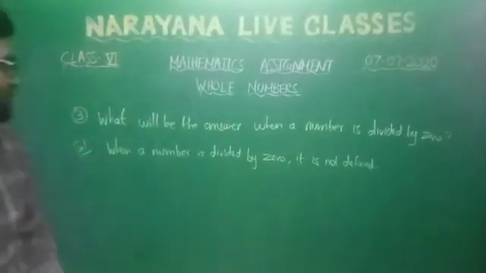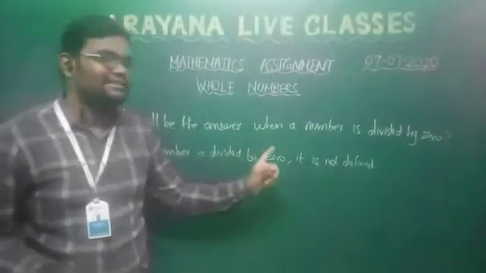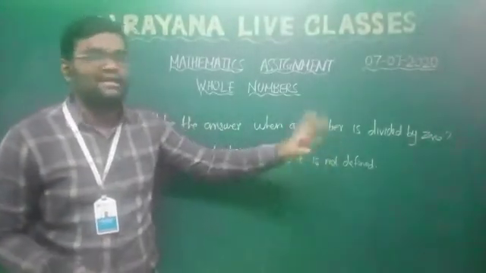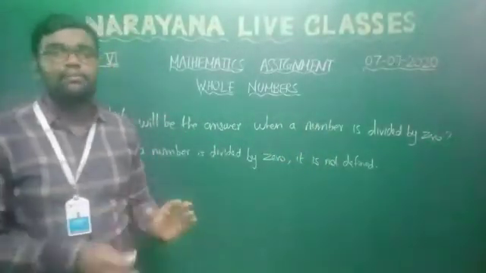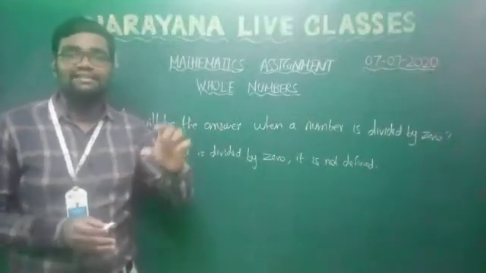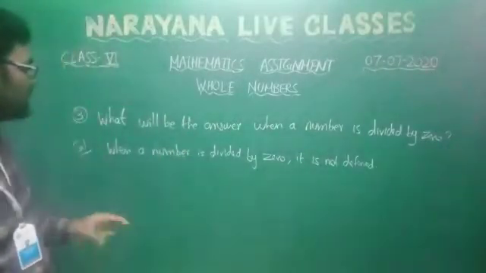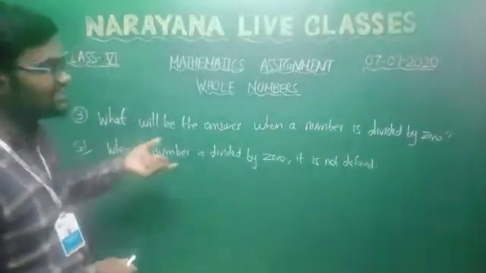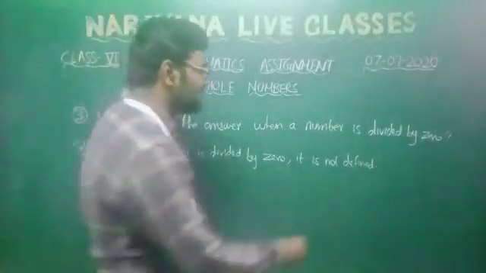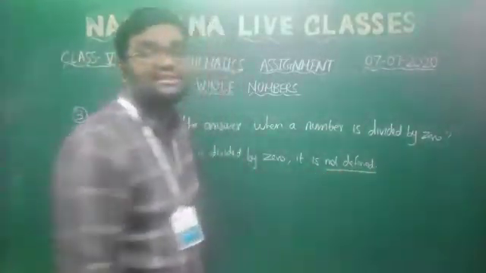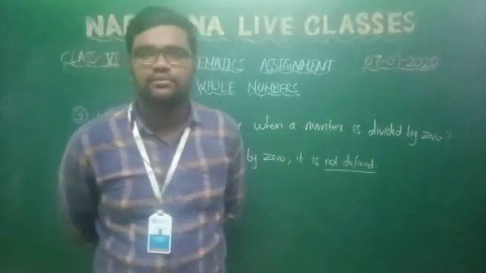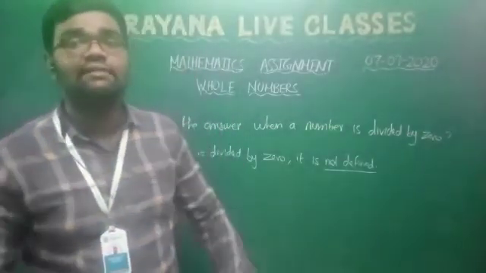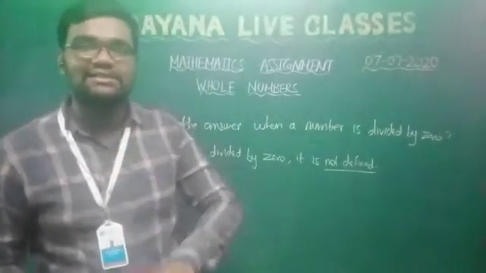Now we will discuss the next problem, students. What will be the answer when a number is divided by 0? Very important. Divided by 0 means the denominator, the divisor, is 0. When a number is divided by 0, it is not defined. Not defined means there is no value for that. It is meaningless. We cannot divide any value by 0.